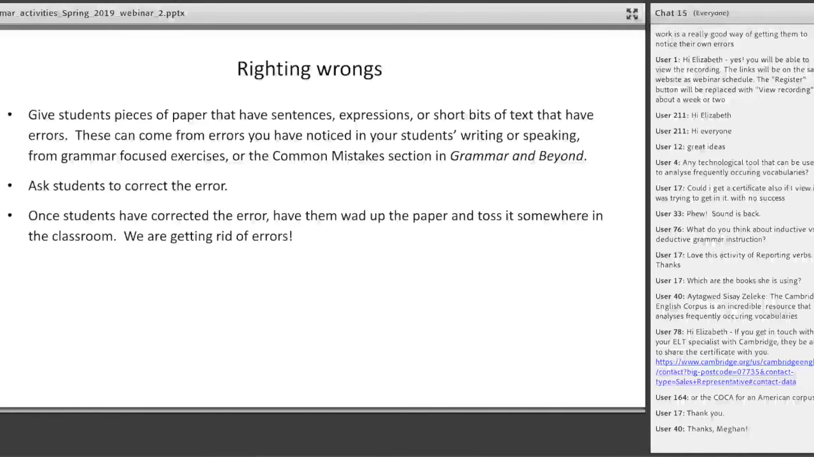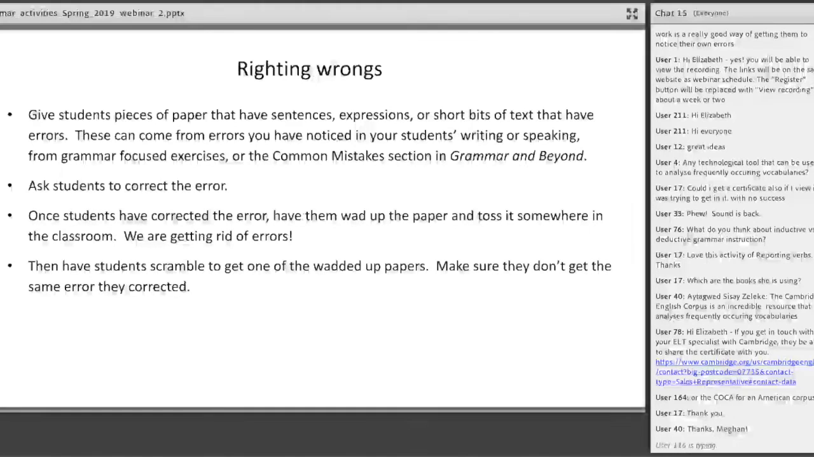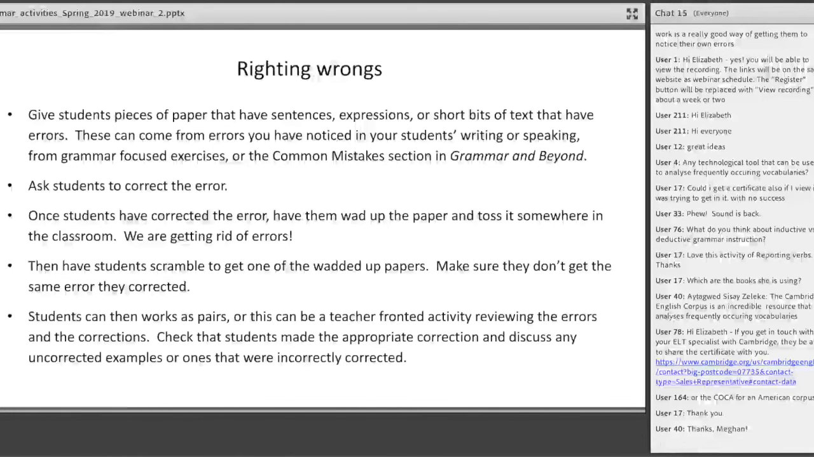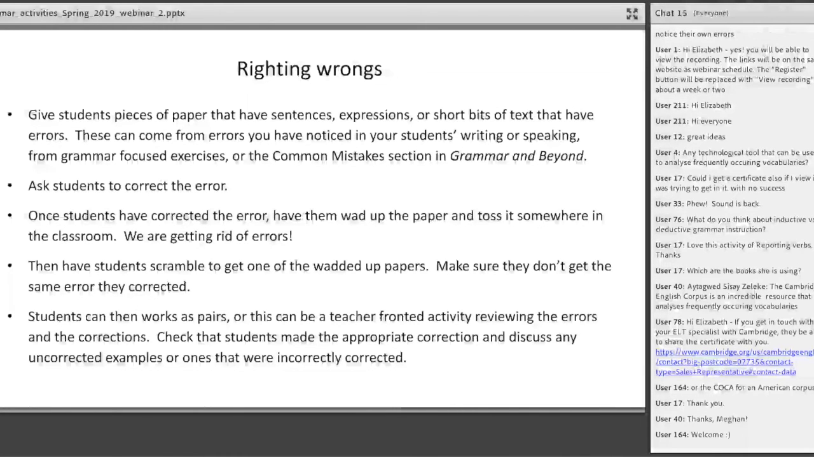But once they've corrected the errors, here's where the fun begins. They wad up that piece of paper and throw it somewhere in the classroom. They're getting rid of their errors. They're throwing them away. And so then you have students scramble around, get the wadded up papers, make sure they don't get the same error that they had corrected. And then they can work as pairs, or this could be a teacher-fronted activity, reviewing the errors and the corrections to make sure that the students have done the appropriate correction, and also to discuss or explain anything that might have been confusing.